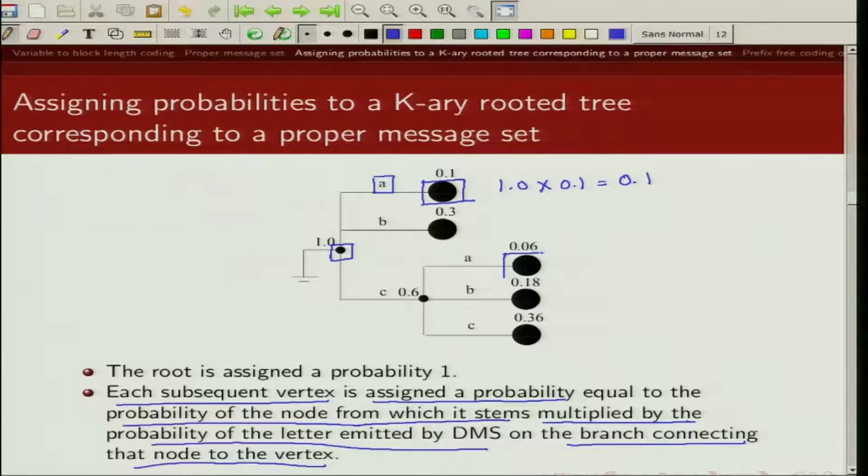Similarly, what is the probability of this vertex? The probability of this node is 0.6 and the probability of occurrence of A is 0.1. So this is 0.6 into 0.1, that is 0.06. So, we can find the probability of any vertex. Let us say, what is the probability of this vertex? This is the probability of this node, which is 0.6, into the probability of occurrence of C, that is again 0.6. So, this is how we assign probability to a query rooted tree corresponding to a proper message set.